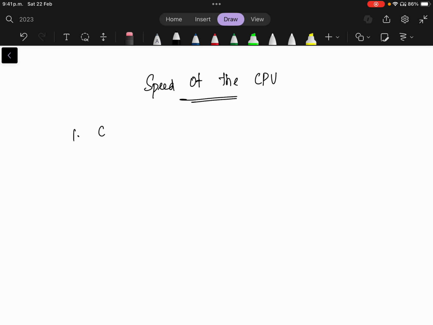Factor one is obviously the clock speed. The clock speed of the CPU, which is measured in gigahertz, tells us how many cycles it can complete per second. The higher the gigahertz, the faster the CPU can process instructions. However, speed isn't everything. Other factors also matter.